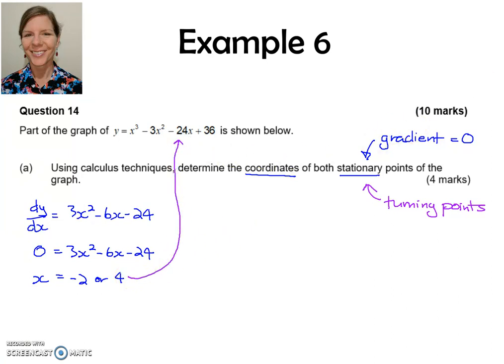you want to put those back in there, and what you end up with is the first coordinate: when x is minus 2, y is 64, and when x is 4, y is minus 44. So that gives you the two coordinates there. So, determine the coordinates of the stationary points. You get 1 mark for each of those.